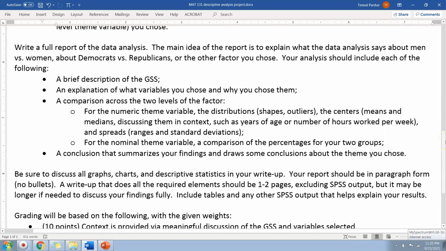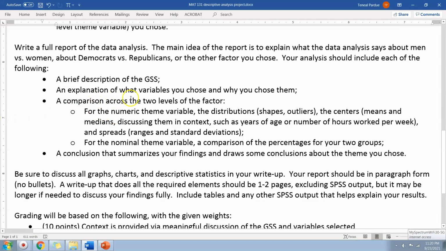Next, you're going to do a write-up. So the write-up doesn't have to be huge. It's going to probably be 1 to 2 pages, not counting your SPSS output. But you're going to talk about the GSS. So you're going to probably want to pull in that source that we talked about on the first homework, where you look a little bit at the background of the GSS. You're going to talk about the rationale for why you chose the variables, what they represent, and what they mean.